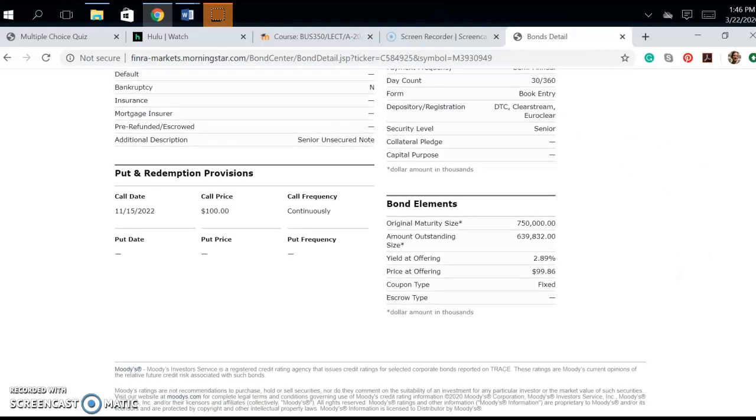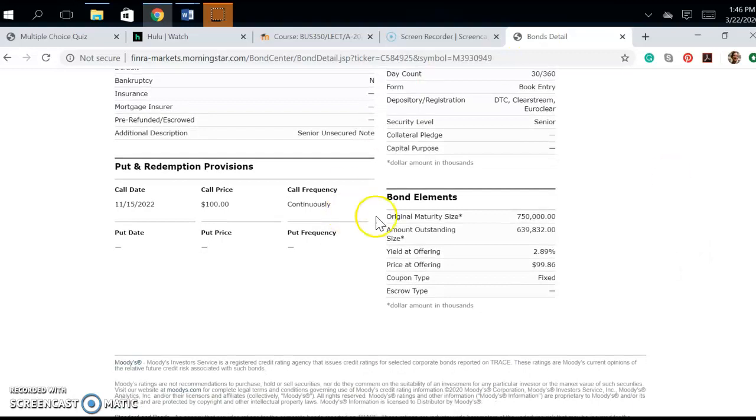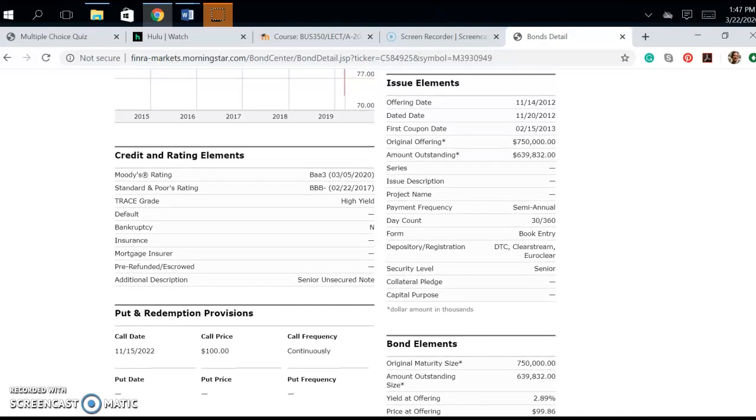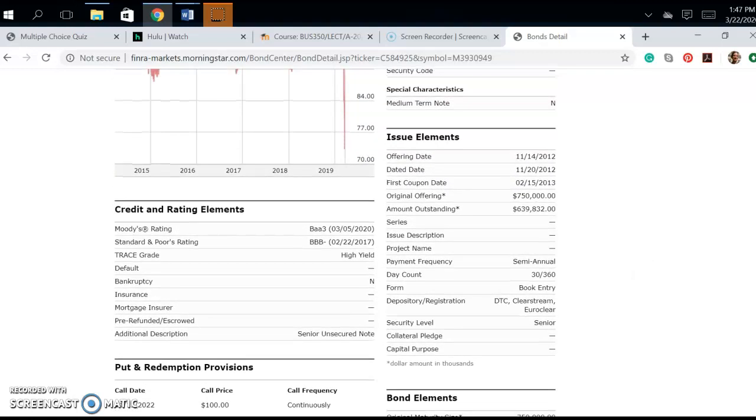And if I want to see the call price, it is callable starting in 2 years in 2020, and its call price is 100. So that means it's callable at par. So I have to look in here to find that information. Original issue date, I have issue description, offer date. So the offer date is found right up here.